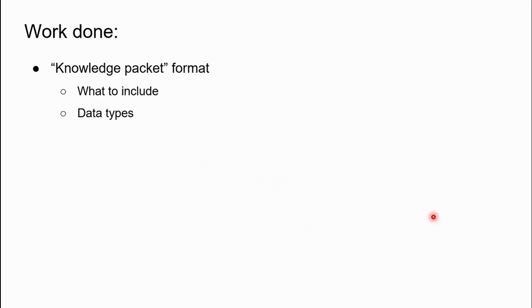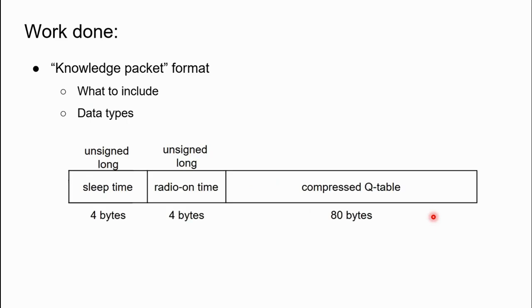First, we had to decide the format of our knowledge packet, and we came up with this because these are the parameters used in the RL model. Sleep time is the time the device spent sleeping. Radio on time is some buffer time to accommodate for clock drift. You may have heard of the term guard time, so we're calling it radio on time here. Qtable is a table that suggests best actions for these two parameters.